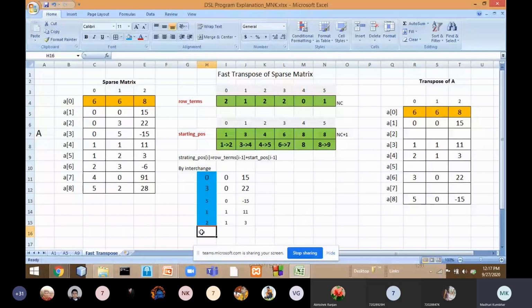2, 1 is done. Next is 2, 3, minus 6. What will 2, 3, minus 6 become? 3, 2, minus 6. Right? What is the row value? 3. Now check at 3, it is 6. Incremented to 7, but 6 is already used, so that's why we have incremented. Now what is the latest value? 7. So at 7, we will copy 3, 2, minus 6. Clear?